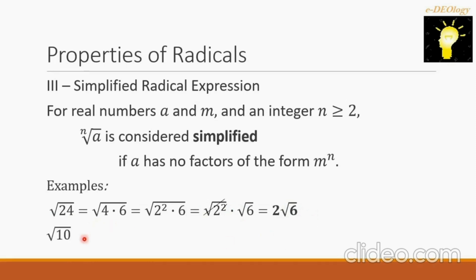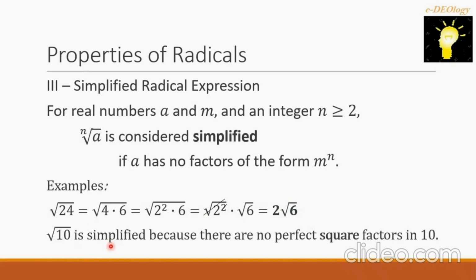Another example is square root of 10. The square root of 10 is simplified already because there are no perfect square factors in 10. So take note, the square root of 10, our index here is 2. So we are looking for perfect square factors. Unfortunately, there are no perfect square factors for 10. So this expression is already simplified.